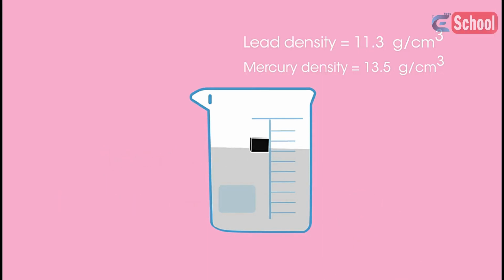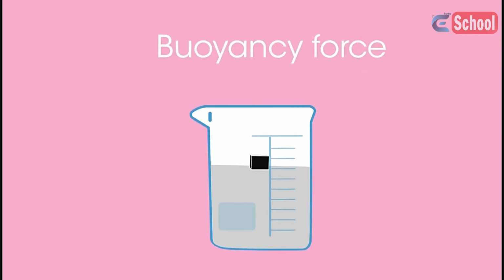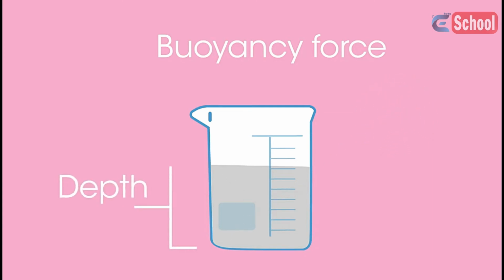So that's a fairly easy way of explaining why solid blocks float or sink. There is another thing to consider: buoyancy force. All liquids are made up of particles that can slide over each other. When the particles collide, pressure is produced. The pressure in a liquid varies with depth and density and gravitational field strength.